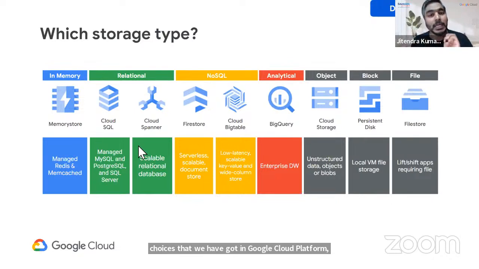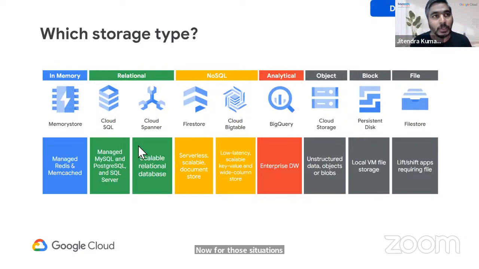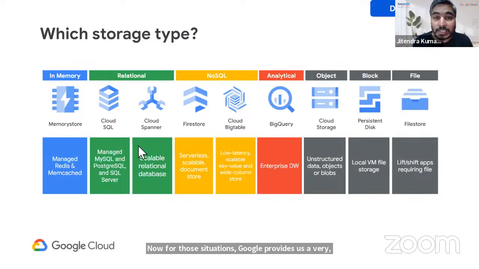Now, hey, I'm building a data warehousing solution, typically for my OLAP kind of workloads, online analytical processing. For those situations, Google provides us a very popular and extremely powerful service, which is called BigQuery.